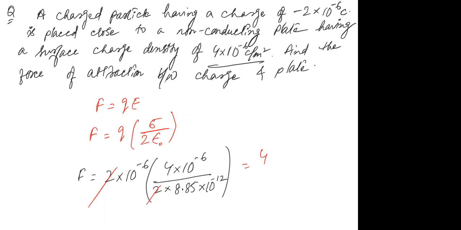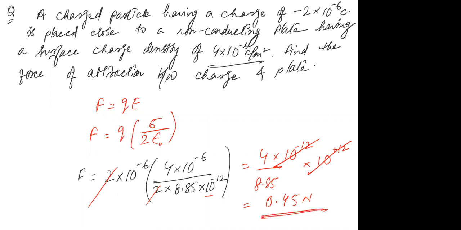मतलब इसको आप ऐसे लिख सकते हो 4 into 10 to the power minus 12 divided by 8.85, and this 10 to the power minus 12 when taken to the numerator will become 10 to the power plus 12. So you can cancel out these two. Did you understand? Finally you will be left with 4 and 8.85, which you will solve. You will get 0.45 Newton approximately. This will be the value of the force that will be experienced by the charged particle due to this charge sheet.